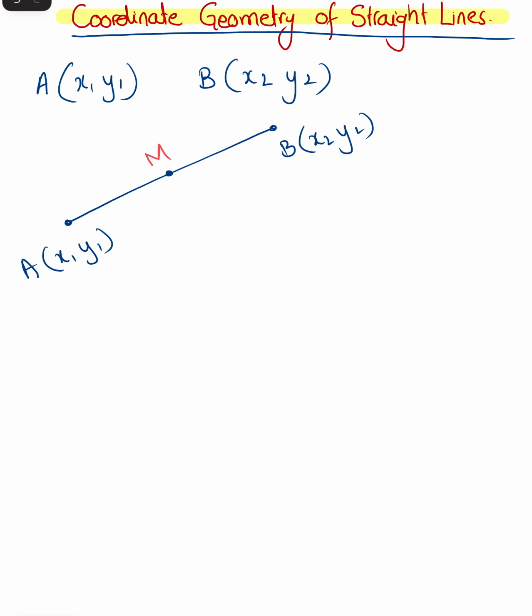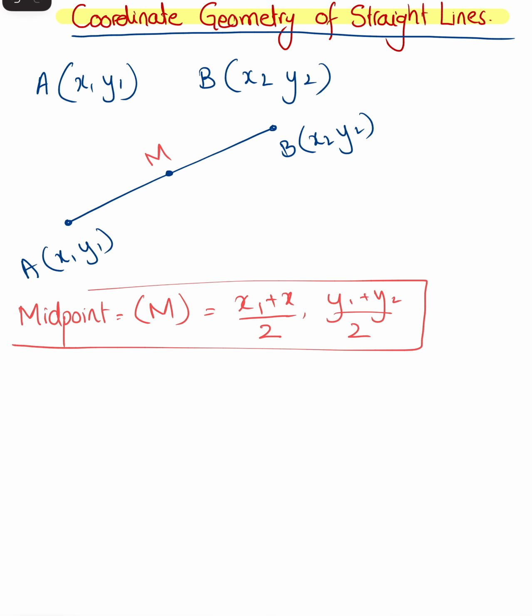So the formula of the midpoint is equal to, we add the x's, so x1 plus x2 over 2, because mid means divide by 2, and then y1 plus y2 over 2. That is your formula for the midpoint.